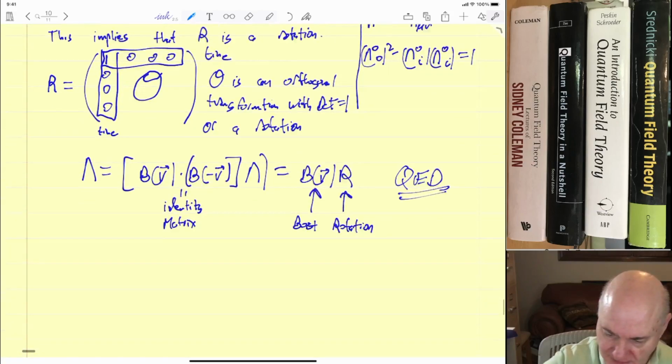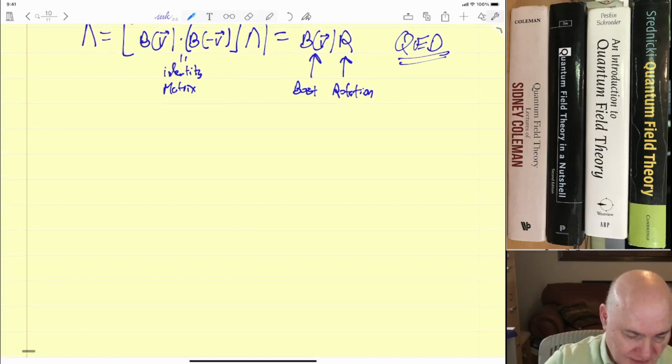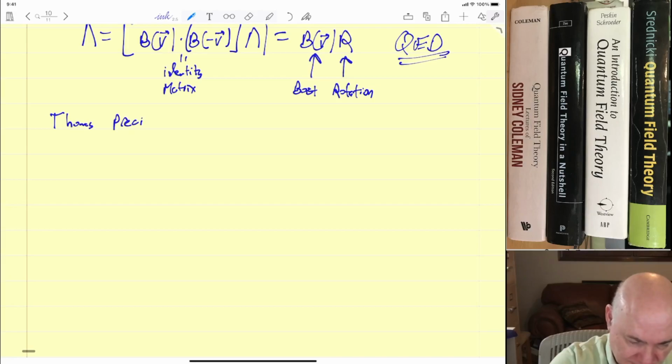Okay. Now I want to end this. I know this has gone on for a long time. I just want to end by discussing two things. I won't calculate anything, but it's something every student of physics should know: the Thomas precession.